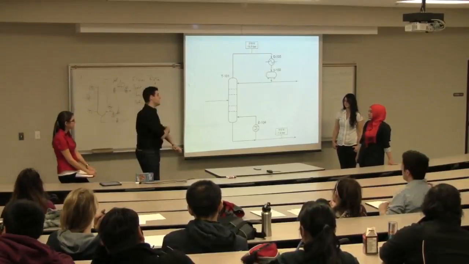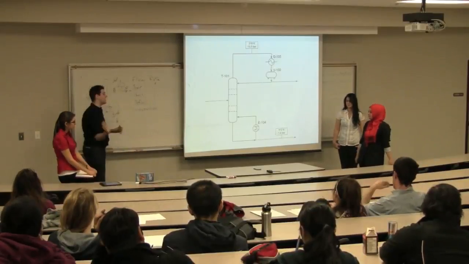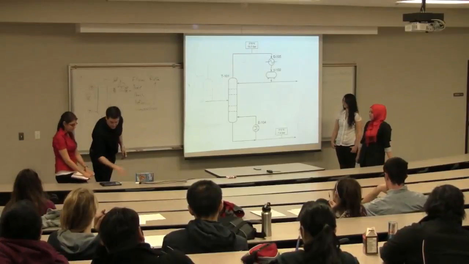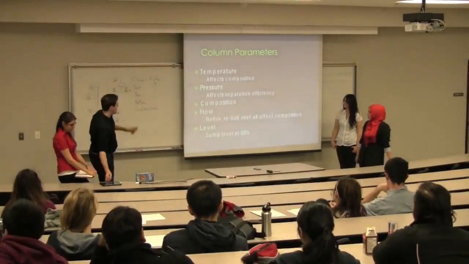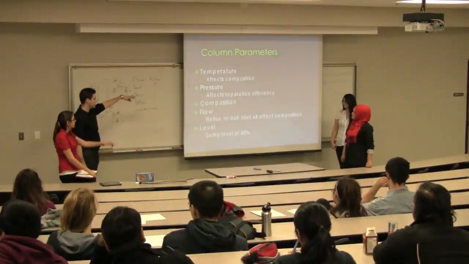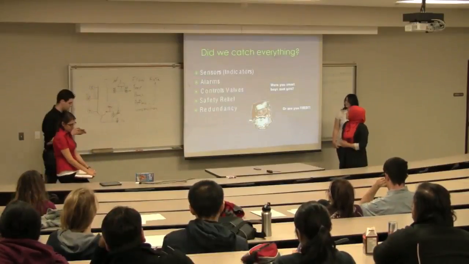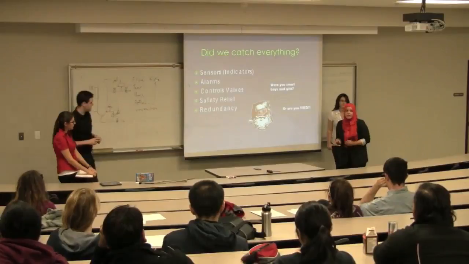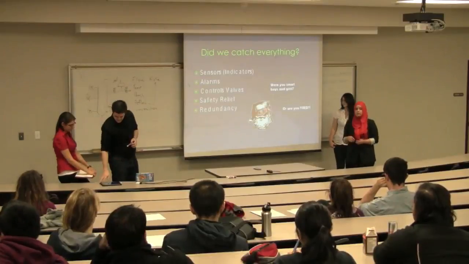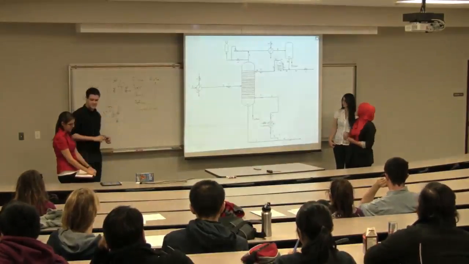I want to get you guys thinking because what we're going to do is go through the entire safety development of this part of the process. So we just listed these things: temperature, pressure, composition, flow. And then the big question. Since they talked about parameters, we're now going to talk about the six safety levels, including sensors, alarms, and everything.